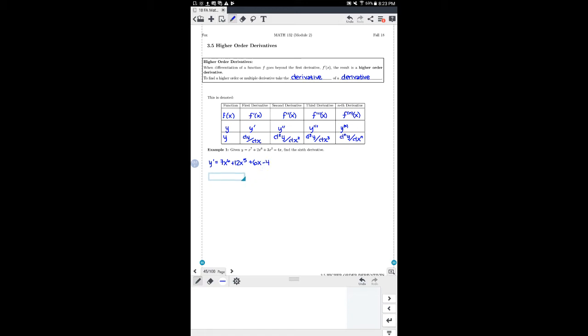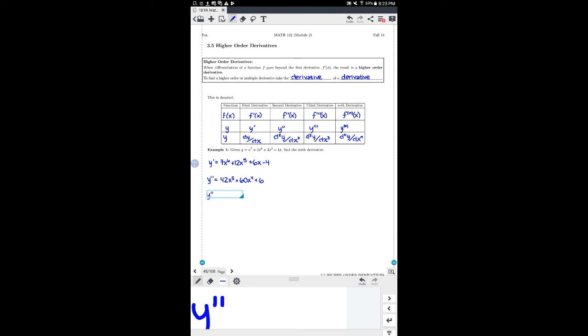Now we're going to take our second derivative by taking the derivative of our first derivative. So now I'm looking to this line here, and I'm going to take the derivative of it. So derivative of 7x to the 6th, 7 times 6 is 42, x to the 5th. 12 times 5 is going to be 60, x to the 4th. Derivative of 6x is 6, and derivative of minus 4 is 0. So there's my second derivative.